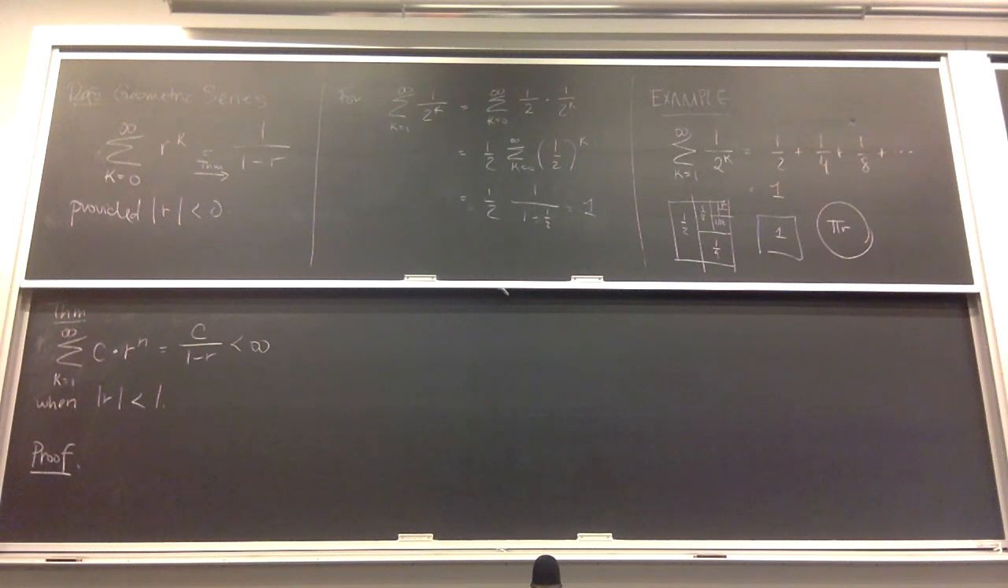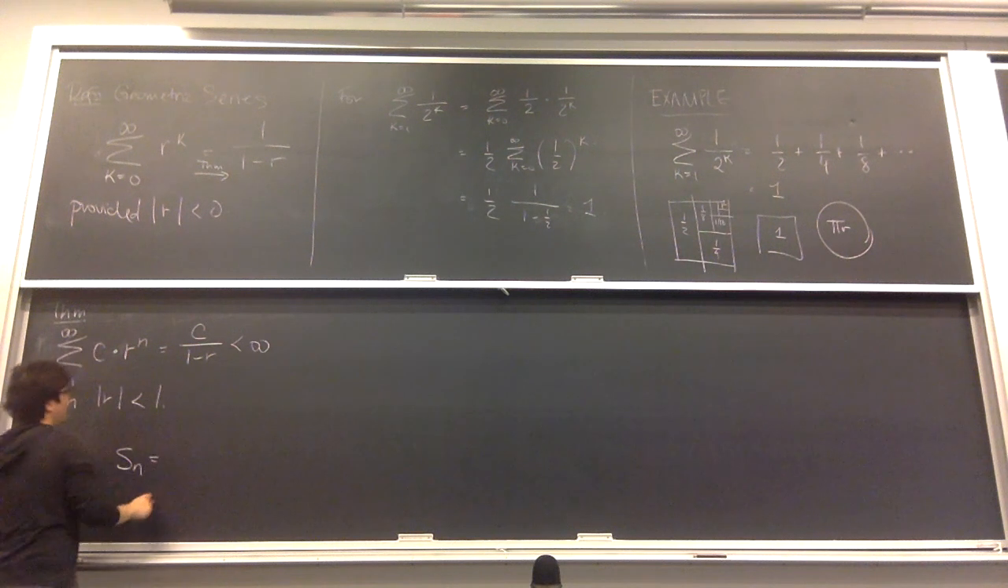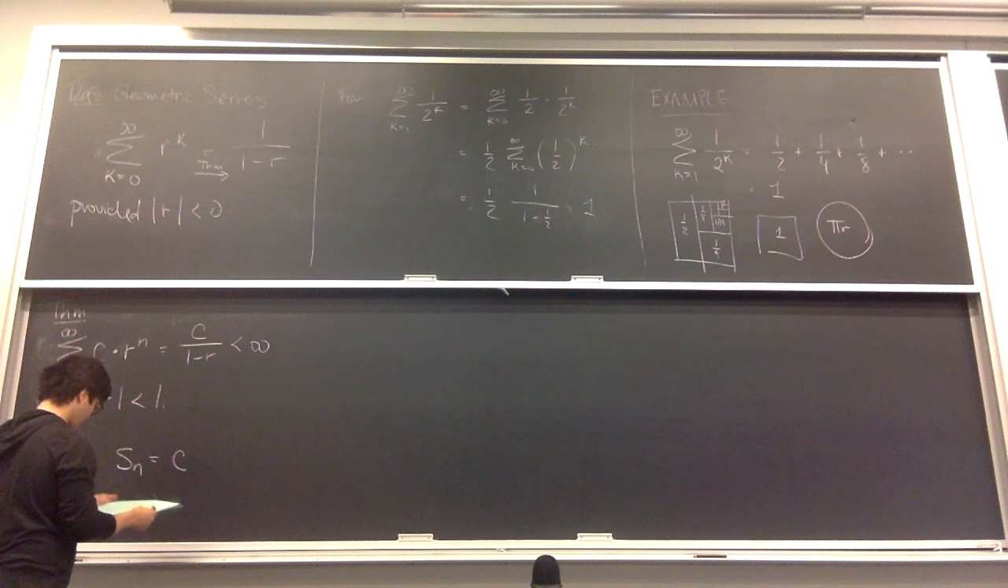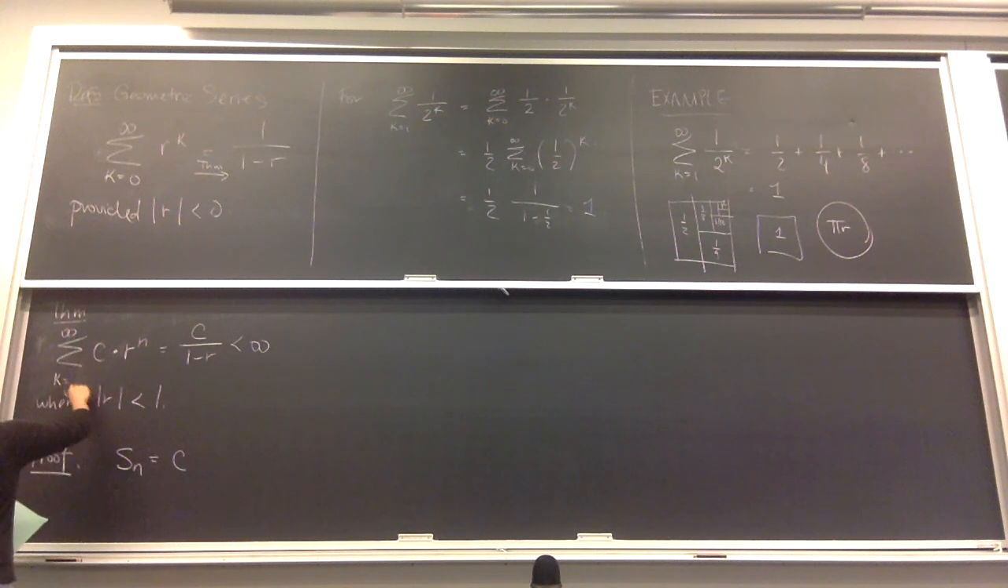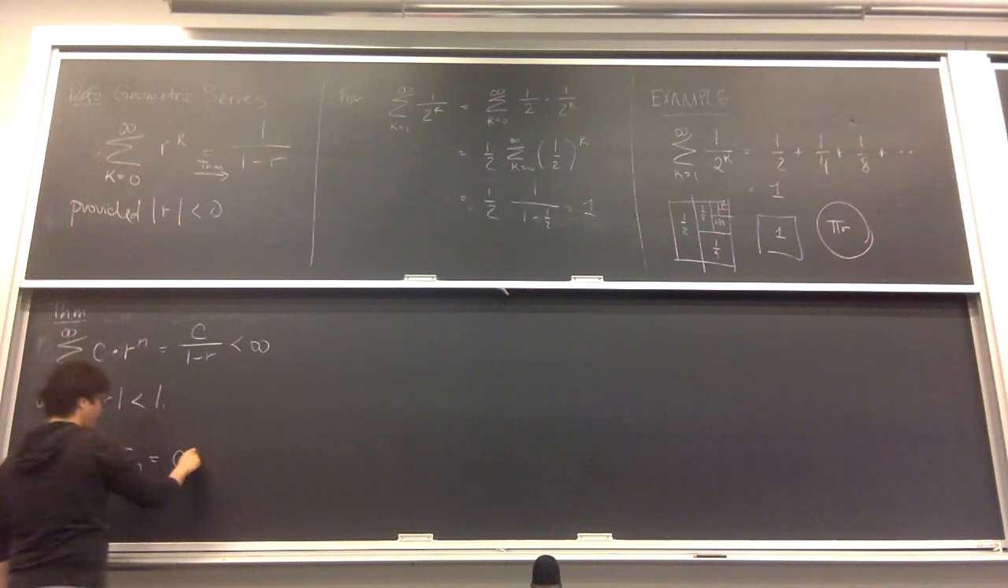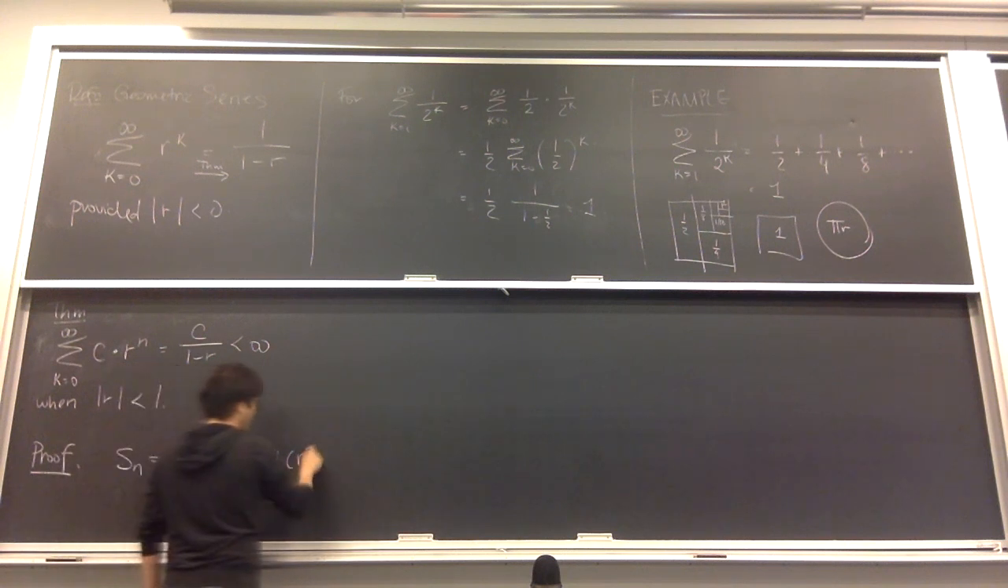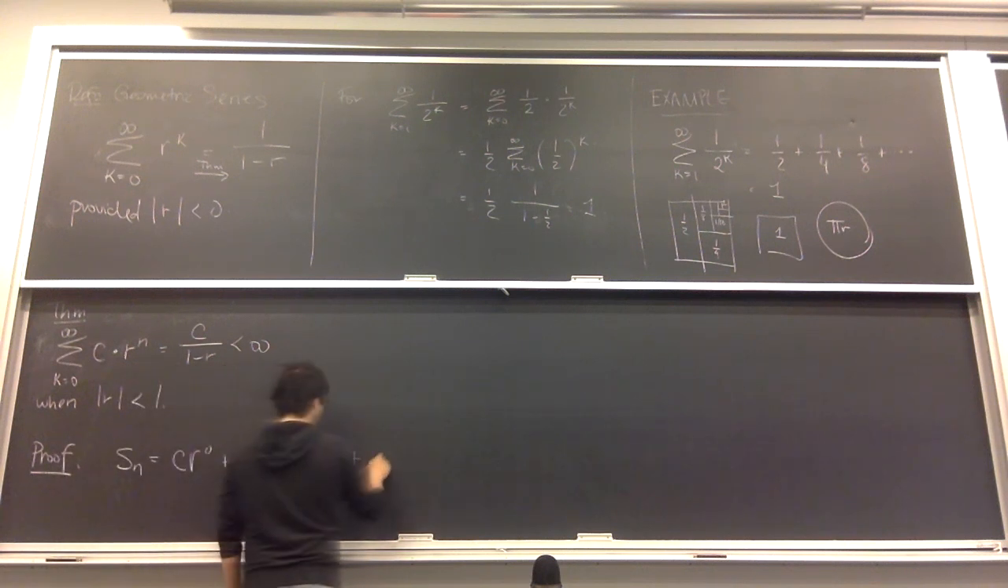So recall at the beginning of class that I defined the nth partial sum. We're going to use that now. So what's the nth partial sum of this? That is the first n terms from here. That's going to be c. Did I start from 1? No, I got to start from, that should be a 0. That's going to be c r^0 plus c r^1 plus c r^2, and so on up to n.